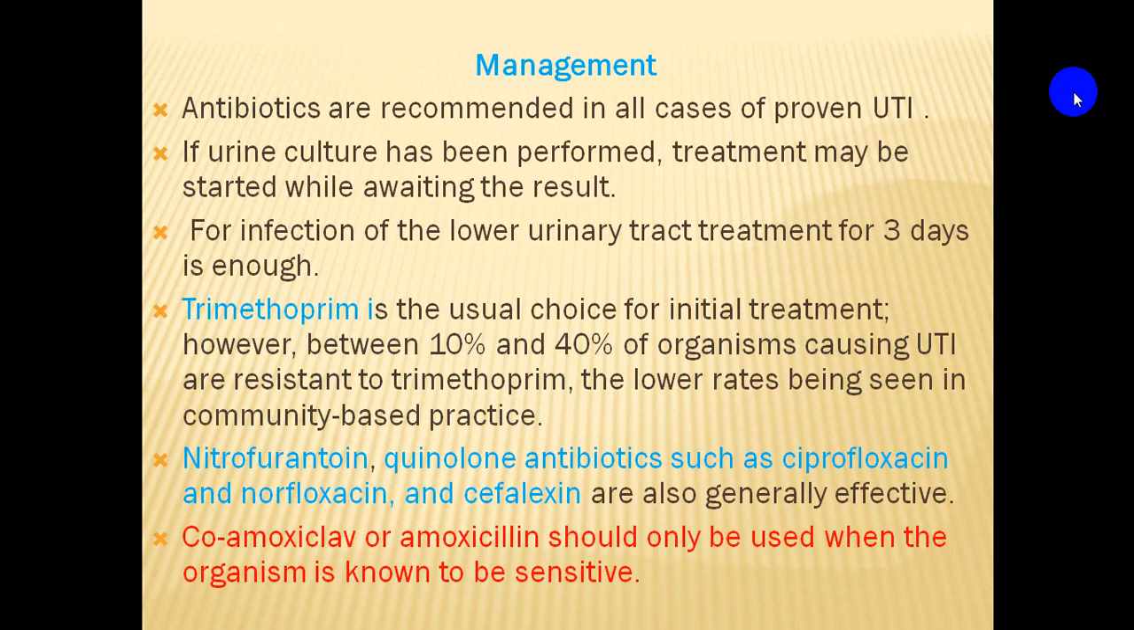Now, after we get sure that this patient has urinary tract infection, the next step is how to treat. Antibiotics are recommended in all cases of proven urinary tract infection. This is the first point. Basically or ideally, the antibiotic is chosen according to the results of culture and sensitivity. But treatment may be started while waiting for the results sometimes. Sometimes we are obliged to start the treatment before we get the result of urine culture and sensitivity. After we get the result of this lab test, we may change our mind. We may choose the appropriate antibiotic according to the culture and sensitivity test.